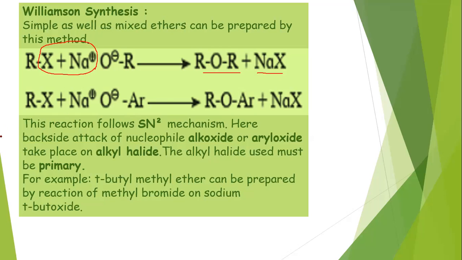Okay, if we take alkyl halide plus sodium aryl oxide, oxide of aryl group, aromatic ring, then it gives ROAR, alkyl group, and this is aryl group bonded with oxygen. So both simple as well as mixed ethers can be prepared by this method.